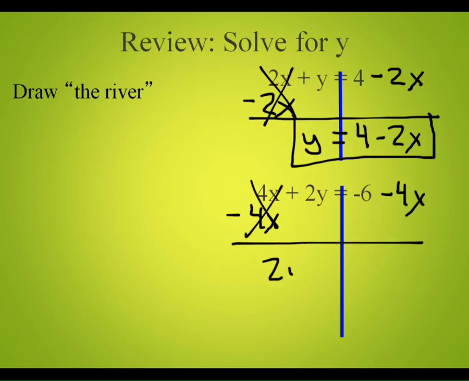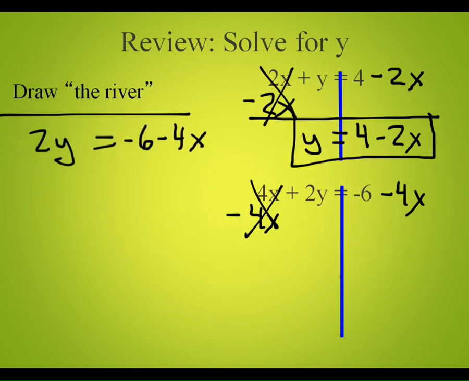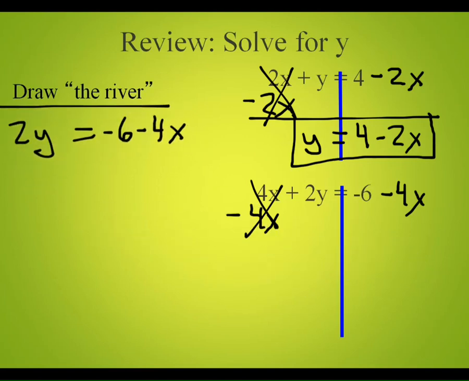I'm left with 2y over here. Why don't I just subtract these two right here? I can't. They're not like terms, right? This has an x, this doesn't, so I can't subtract. Okay. So I'm going to leave it as -6 minus 4x. And I'm actually going to move this up here so I have some more room to write.